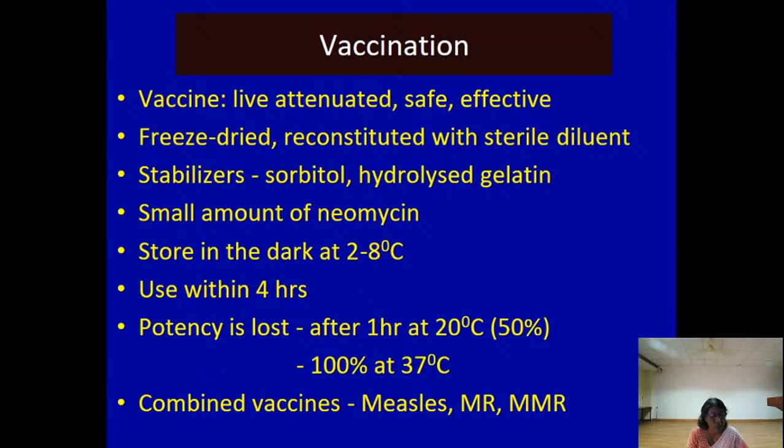And the other vaccine which is also a combined vaccine, that is measles, mumps, rubella, that is available in the market. It's not there in the Universal Immunization Program. It is not a government supply, but you have to remember that it is available in the market.